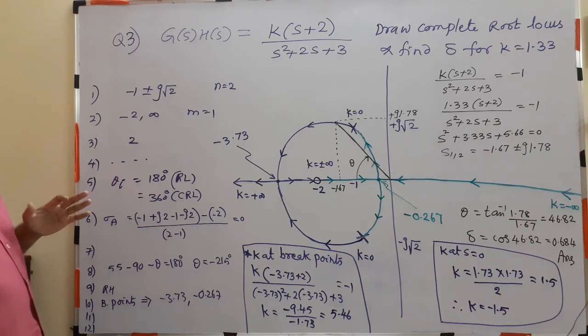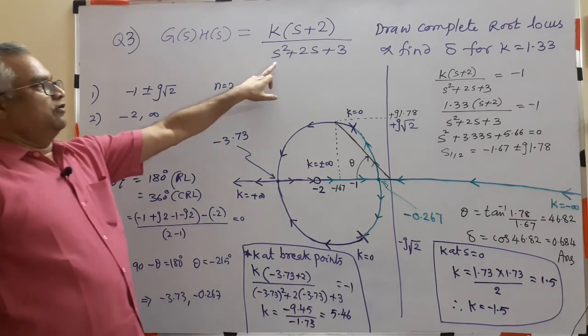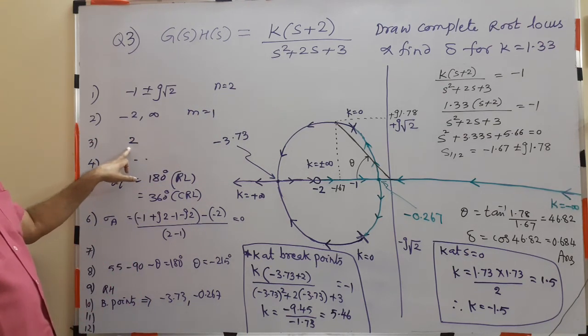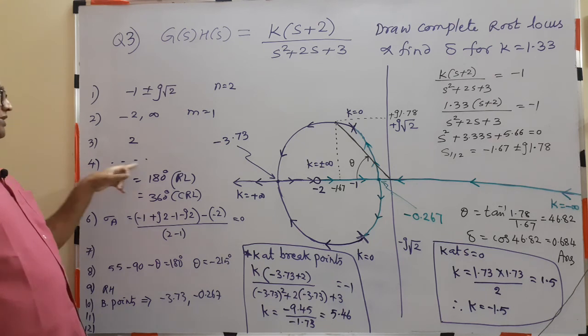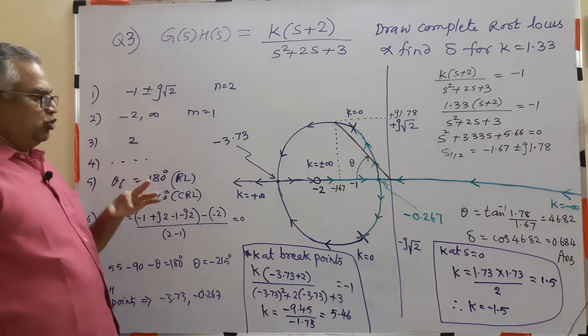Third, the number of branches equal to the order of the polynomial. The order of the polynomial is second, so the number of branches we get is 2. Fourth, the root locus is symmetrical with respect to the real axis or pole zero configuration.